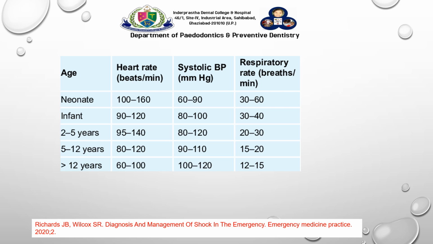Systolic blood pressure is low in the case of a neonate, and as the age increases, it increases and tends to become normal, or at the level of that of an adult by the age of 12 years.